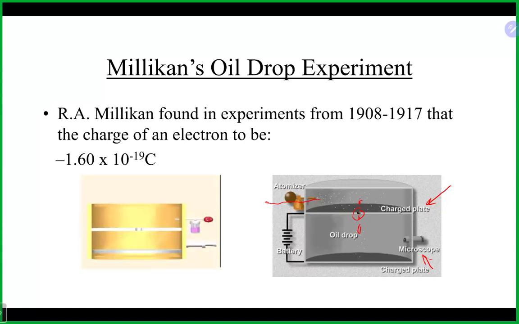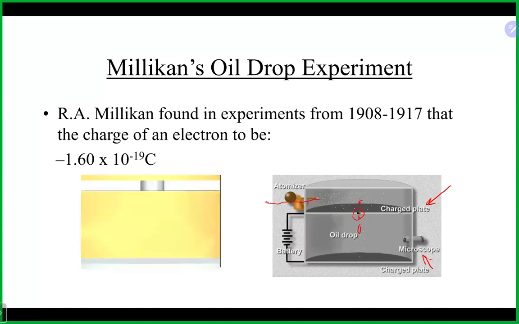Here's an animation of that, I think. So the oil droplets go in, they drop, he adjusts the electrical field and keeps the oil droplet there. The major finding that came out of Millikan's experiment was that he was able to figure out the charge on an electron, and it was minus 1.6 times 10 to the minus 19 coulombs.